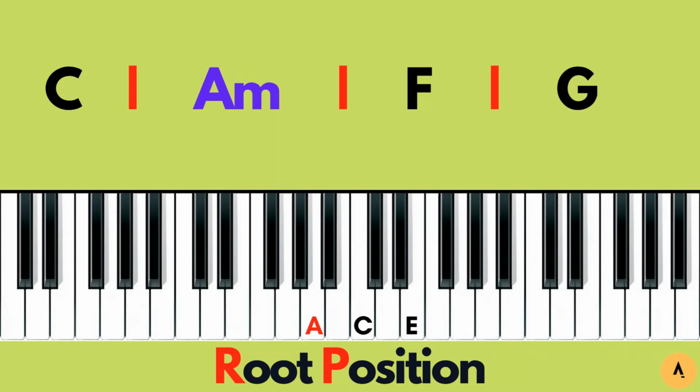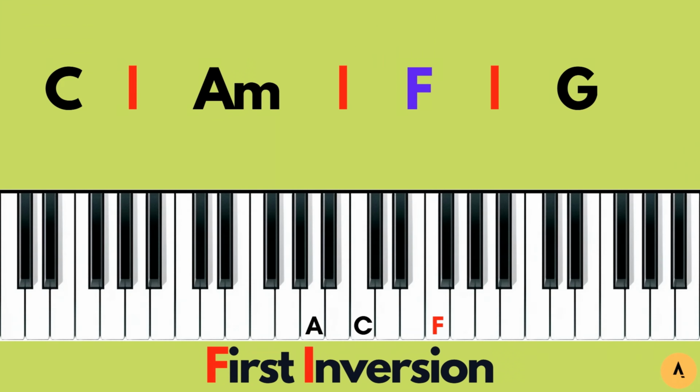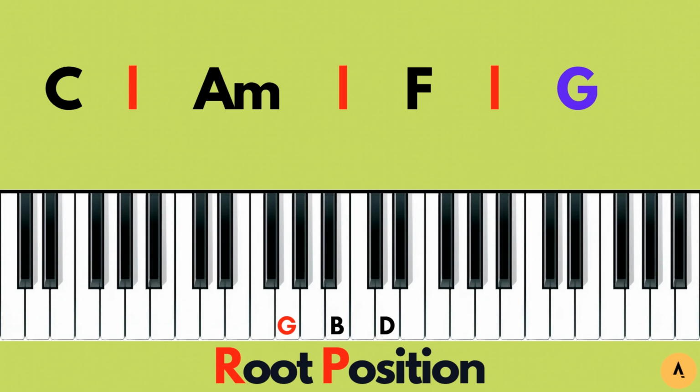Now we move to F major chord in first inversion. Again, we're moving just one note, E to F, since A and C are the notes that are shared in A minor and F. In the end, we come back to G, root position. Now here, the chords don't share any common notes, but it's the closest and easiest to get to.